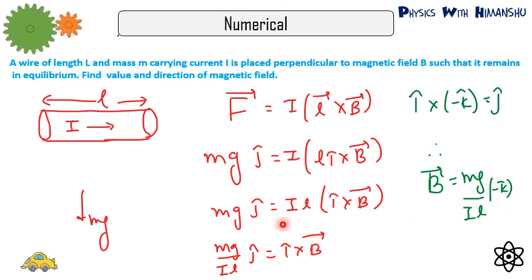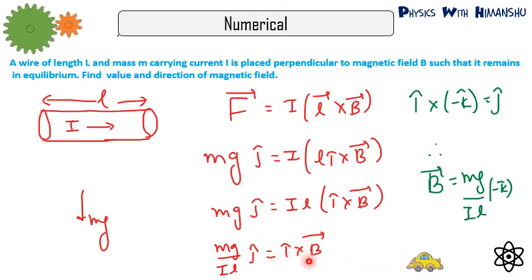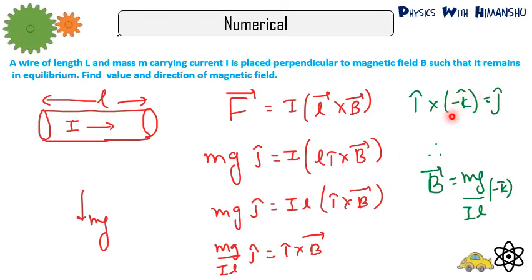You have to learn this trick, how to use this formula to find the unknown direction. So we want j cap, we have i cap. What I'll cross multiply here so that it becomes j cap? It will be minus k cap. So i cross minus k gives j. The direction we get by this formula, and for the value you just take B equal to mg upon IL, because j cap and i cap are unit vectors. Their magnitude is 1. So the magnitude of B will be equal to mg upon IL.